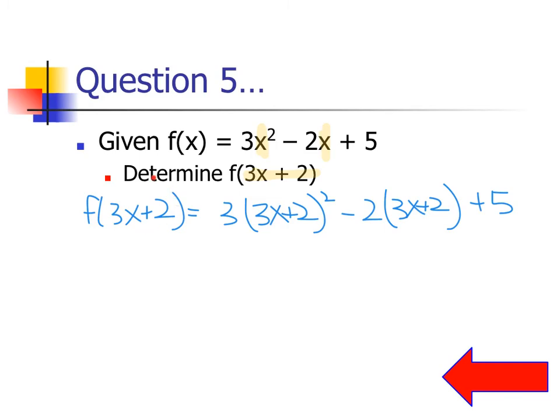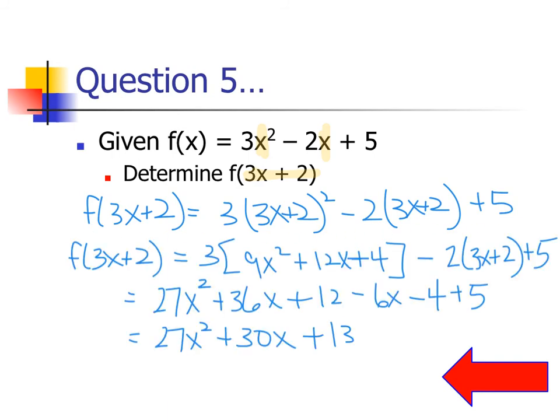So you can see if I'm going to take this and put it wherever x is, I end up having 3 times x squared, so 3x plus 2 squared, minus 2 times the x, so 3x plus 2, and then add the 5 on the end. Now I'm going to evaluate all of this. So I've substituted this in up here directly into this equation. 3x plus 2 squared, I expanded that to get 9x squared plus 12x plus 4. I've left the rest the same.